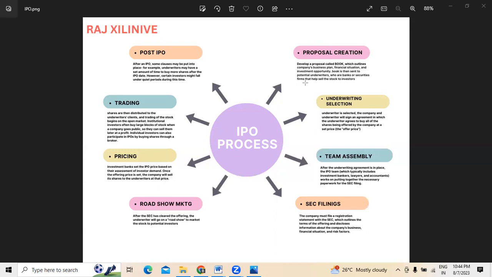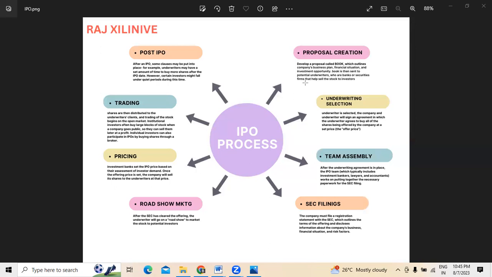So this is the first step, which is called proposal creation, where before an organization wants to go for and file for an IPO, a proposal has to be developed by the investment banking companies. This is what we generally call a book.